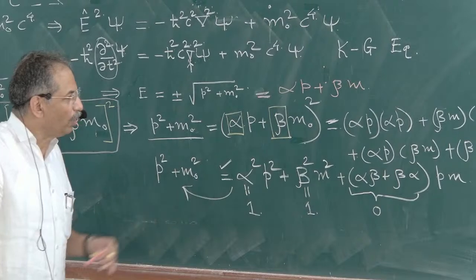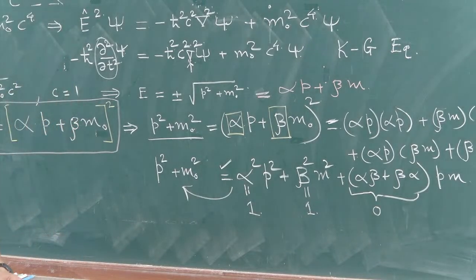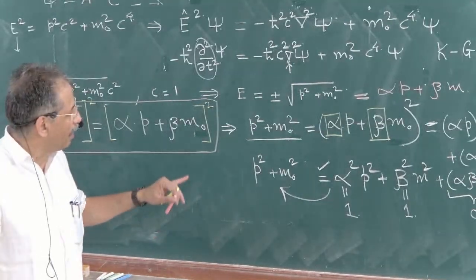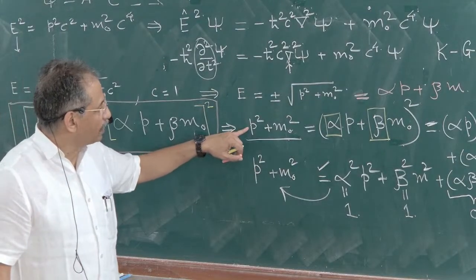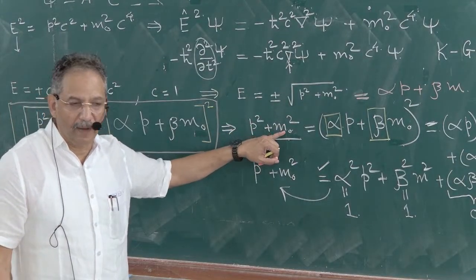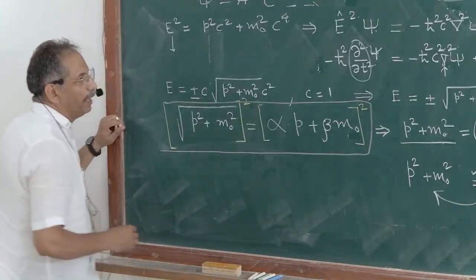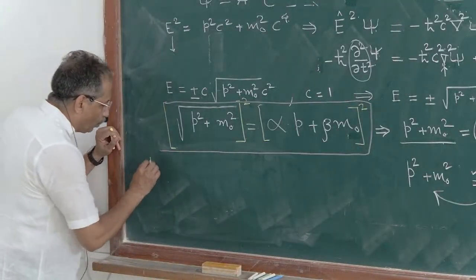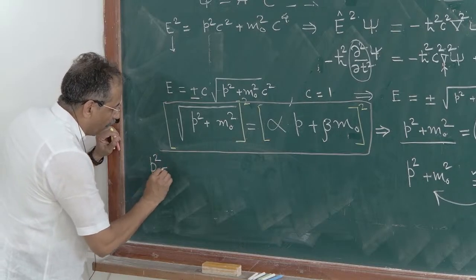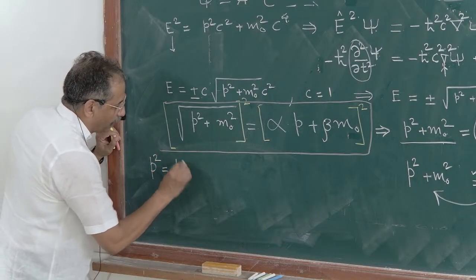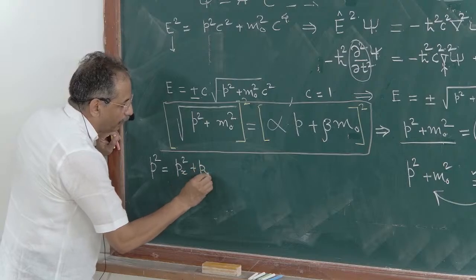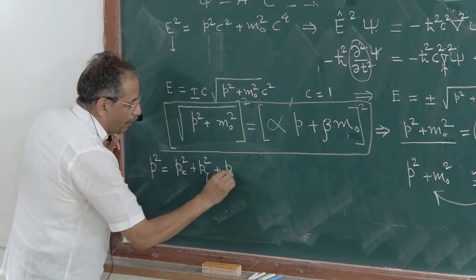So I told you this with a simple example, that we are encountering with p square and m square in a simple way. But actually, p is not that simple. It is a vector quantity. So p square should be px square plus py square plus pz square.